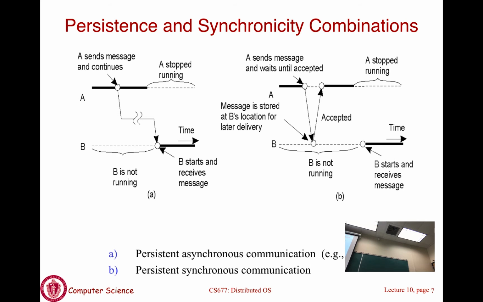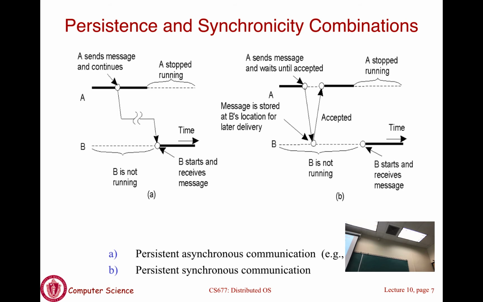But because this is persistent communication, at B you are going to store that message for some arbitrary period of time until B decides to take delivery of that message. So that's the only difference between the two. There are many systems that do this. We'll talk about message queuing systems in a little bit.